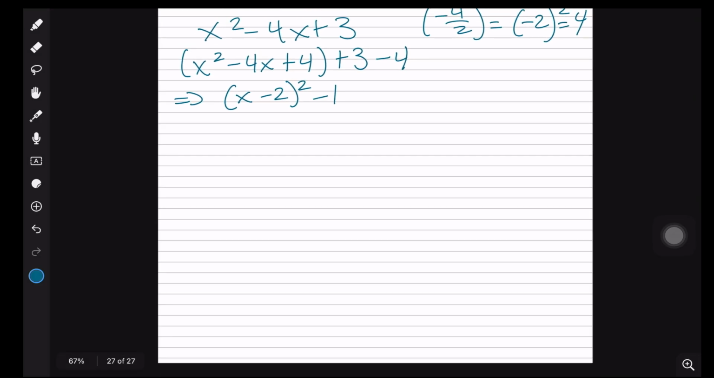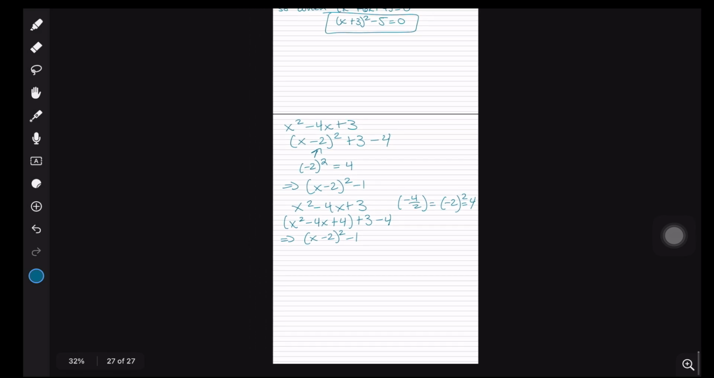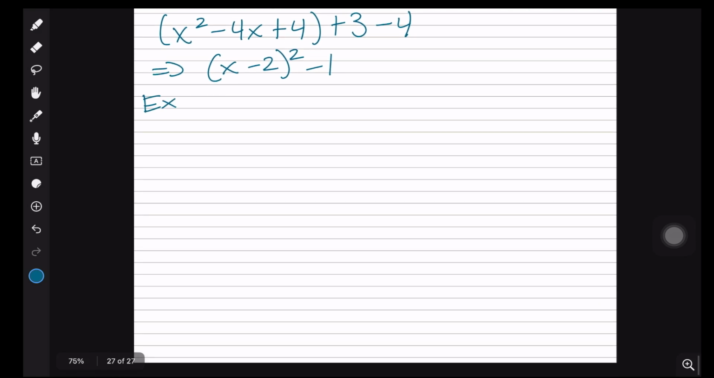So you can choose to do whichever method you want. Personally, I think the first method is just faster and more simple, but either way you think about it will work. Let's do one last example.